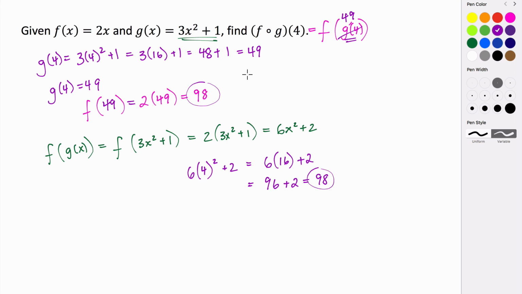So you can evaluate by composing your two functions first and evaluating your new function at whatever value you're trying to evaluate. Or you can evaluate the inside of your function first, take whatever its output is and plug it into your outside function and get the same result either way.